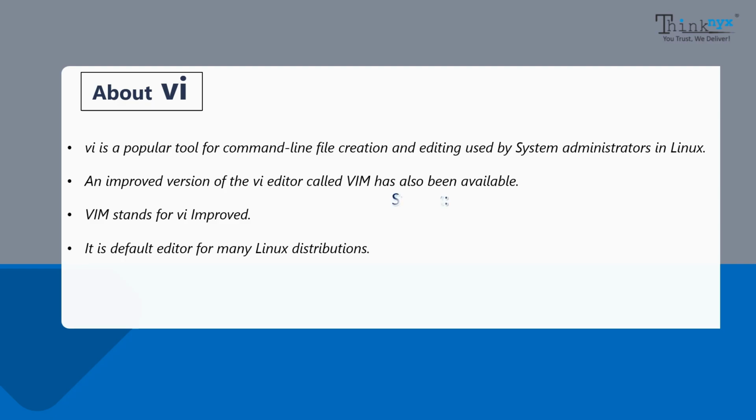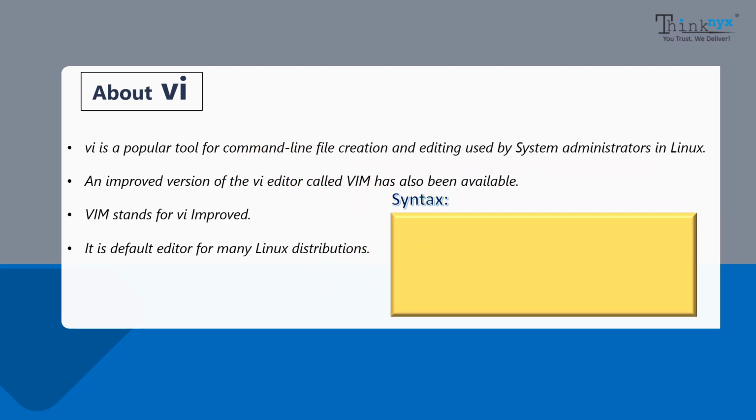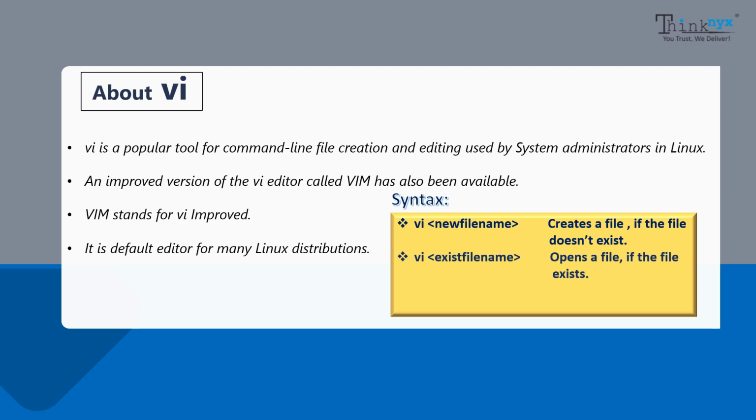Let's see the syntax of VI. vi new file name would create a file with the name new file name if the file doesn't exist. vi exist file name would open the file if the file already exists. vi -r space the file name opens the file in read-only mode.